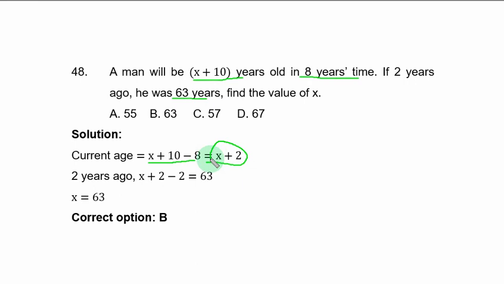Now 2 years ago, that is from the past, 2 years ago he was 63 years, so his current age is S plus 2. 2 years ago, you have to subtract 2, and the age is 63, S plus 2 minus 2 is S, so the value of S is 63. B is the correct option.